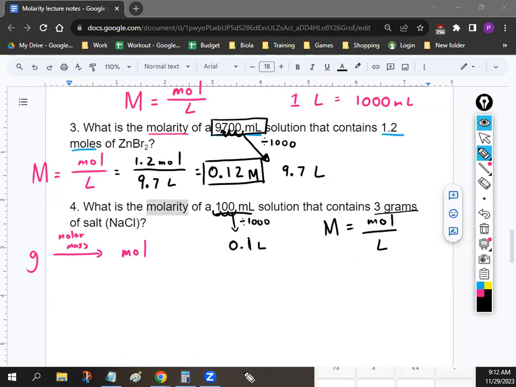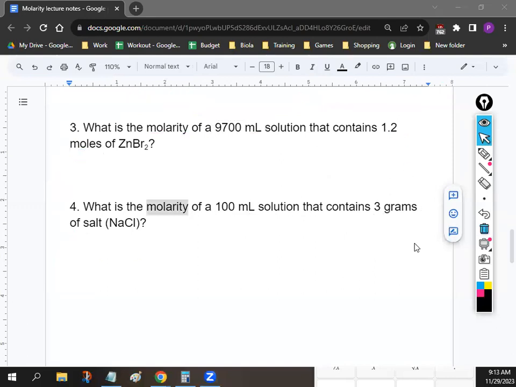All right, the one that's a little bit more time consuming is the 3 grams of NaCl. Since it's in grams, we have to turn it into moles. So what we're going to be doing is turning 3 grams of NaCl into moles. But to do that, we need to use the molar mass. So we're going to look at the periodic table and find the molar mass of NaCl first.